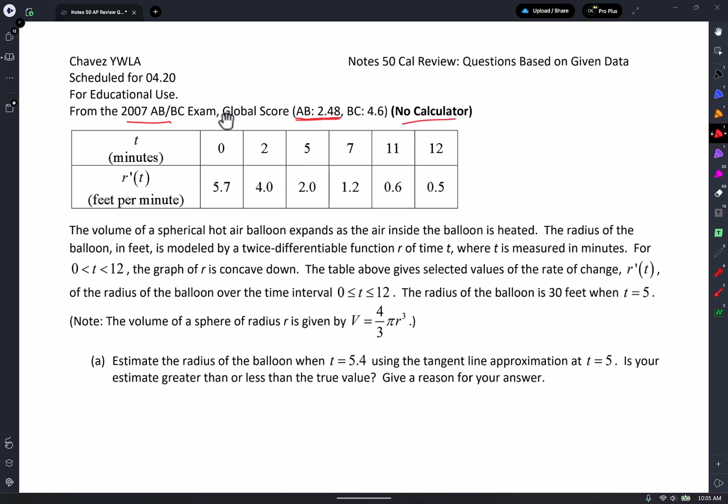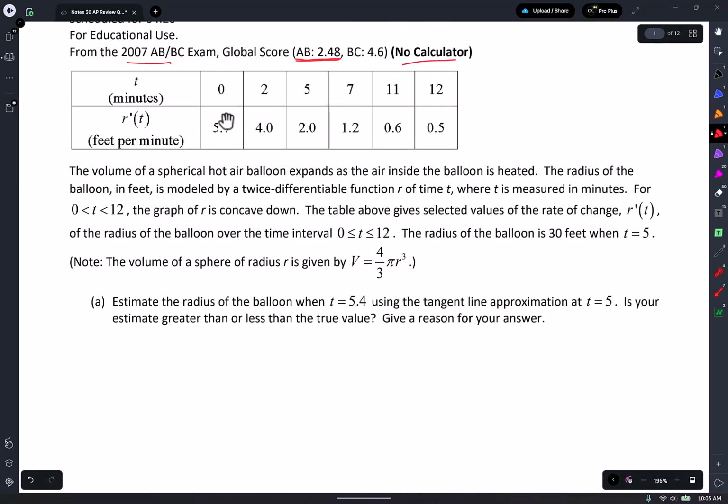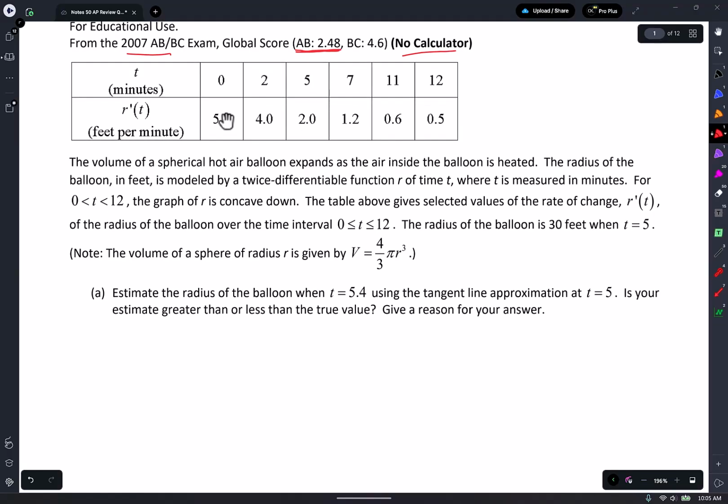So it's a no calculator. And let's see, what do I have? I have a table here, t in minutes, and r prime, feet per minute. So I have some type of rate. I'm going to read it this time, guys, because every time you guys read it, I lose track of something and I mess up somewhere. So let me read it here.